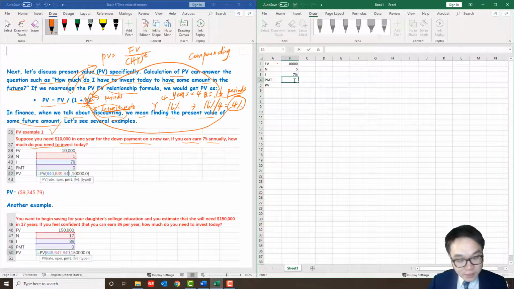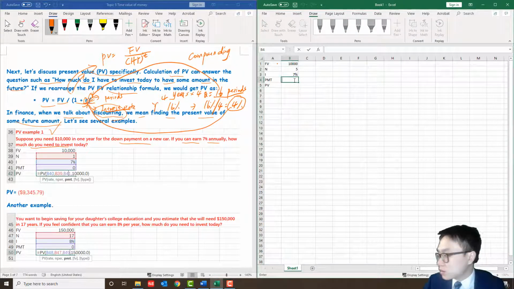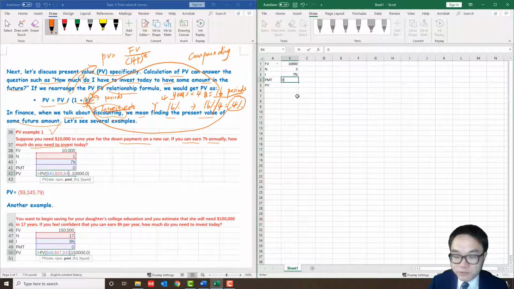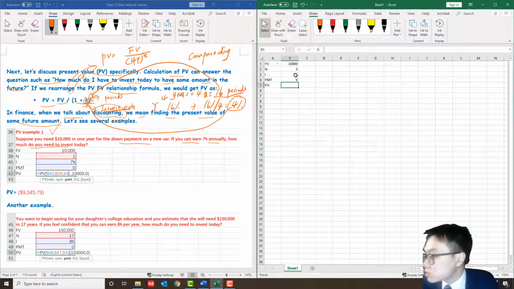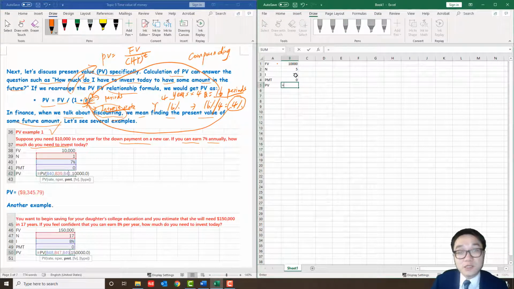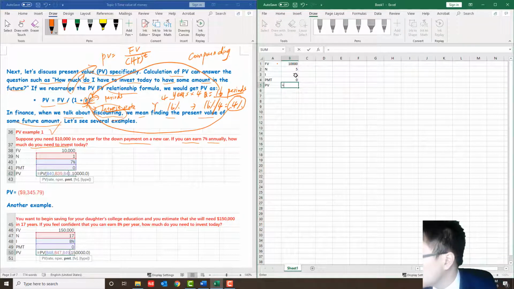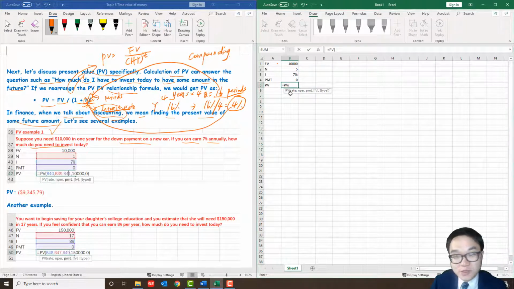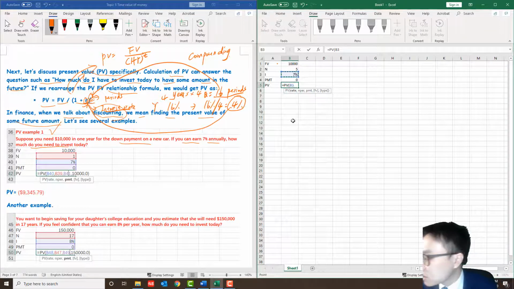Payment. How much? Nothing, right? No additional payment during the period, so you put 0 there. Present value: then we're going to use a function that Excel provides to you, PV. You put PV there. Now you choose PV, then it gives you a list of elements that you need to input to calculate the PV. Rate is 7%. You just select 7% here, then put a comma.